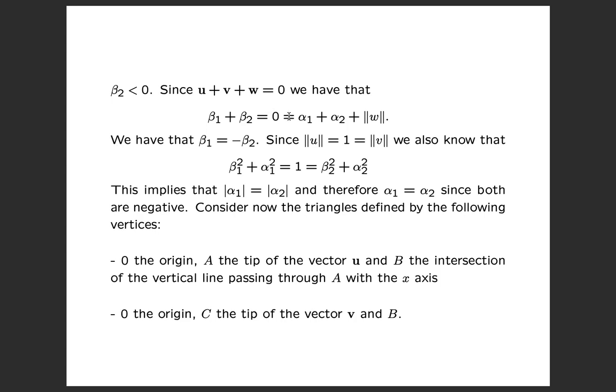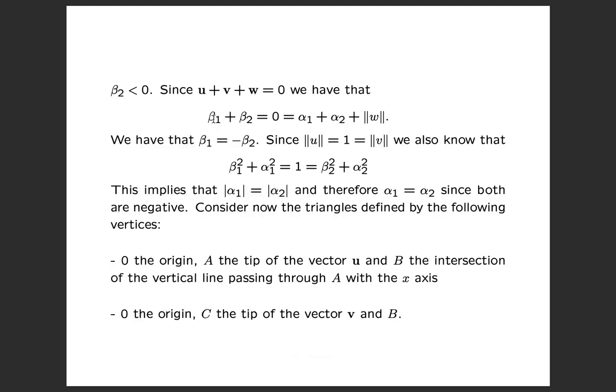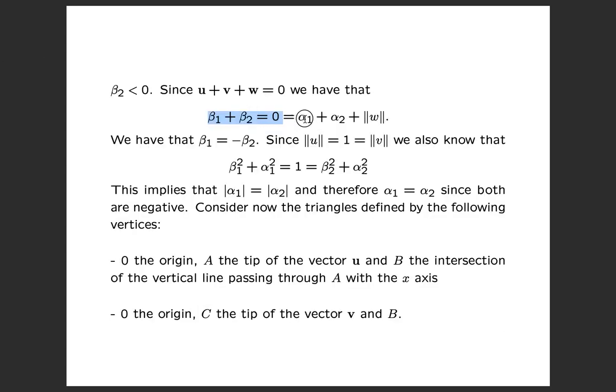Let's look at the x-coordinate. Sorry, I take it back. I'm going to start with the y-coordinate. It tells me that 0 plus beta 1 plus beta 2 equals 0. That's the first equation we get. Now if we look at the first component, it tells me that the norm of w plus alpha 1 plus alpha 2 should vanish. That's just saying that u plus v plus w equals 0 in the first component. So that's the second equality we have.